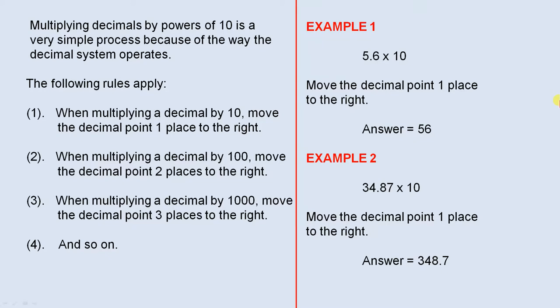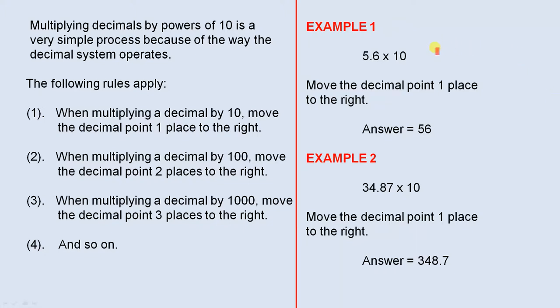The following rules apply. When multiplying a decimal by 10, move the decimal point one place to the right. When multiplying a decimal by 100, move the decimal point two places to the right. When multiplying a decimal by 1,000, move the decimal point three places to the right, and so on.